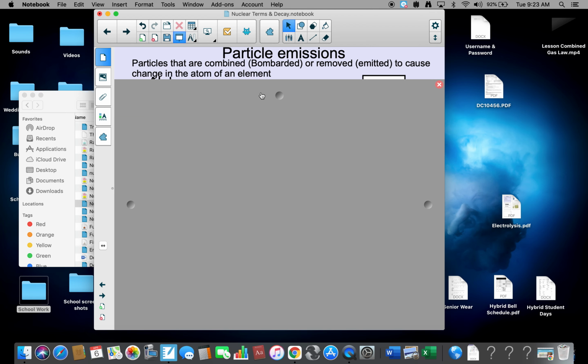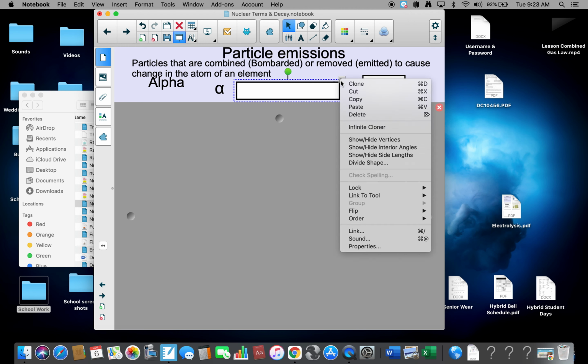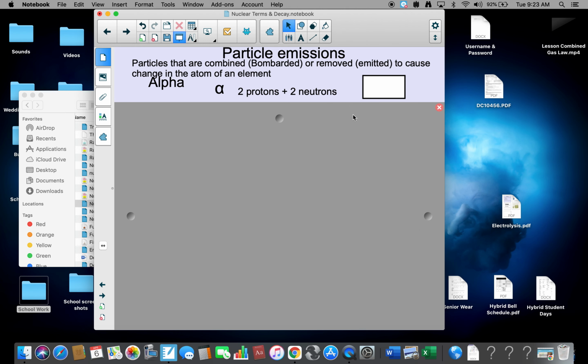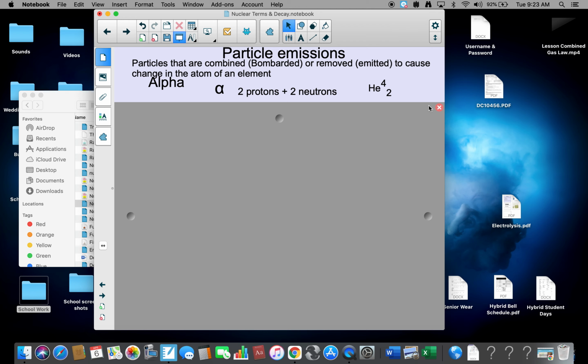Now, particles themselves are either combined in bombardment or removed in an emission to cause change at the atomic level. Now, we have a couple different particles. The first is alpha. The way we originally symbolized it is the Greek letter alpha. And an alpha particle is 2 protons and 2 neutrons. Now, when we do something called transmutations, we need to express some of the reactions. The way that we do that is a helium nuclei, He 4/2.